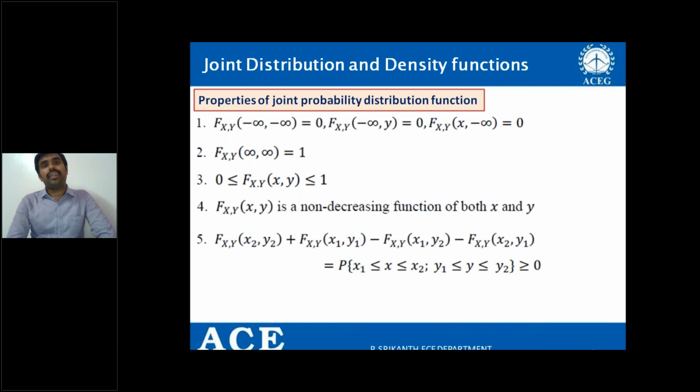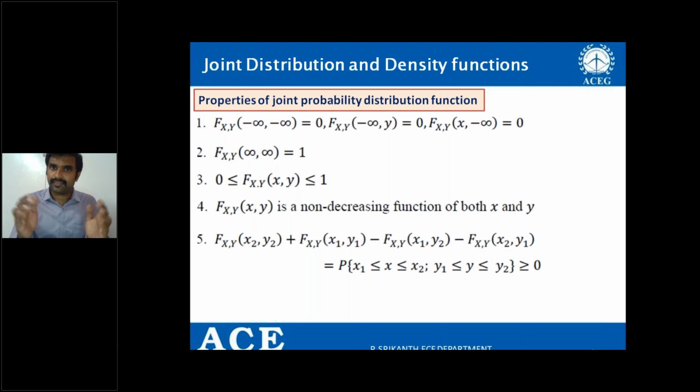And here, if you know the distribution function or joint distribution function, you can find out the probability of any particular event or the probability of any interval, right? That property was also discussed in the single random variable case. But coming to here, any joint probability can be derived by knowing the joint distribution function. That relation can be taken as F_{X,Y}(x2, y2) plus F_{X,Y}(x1, y1) minus F_{X,Y}(x1, y2) minus F_{X,Y}(x2, y1).